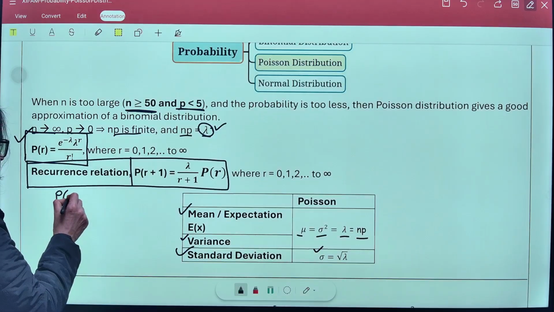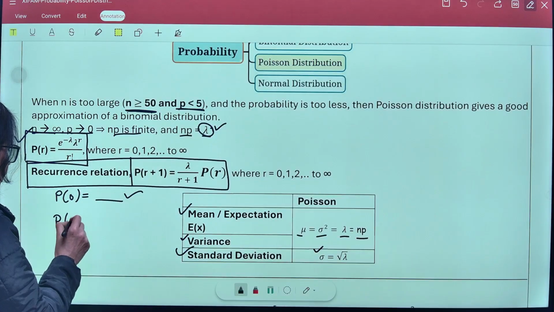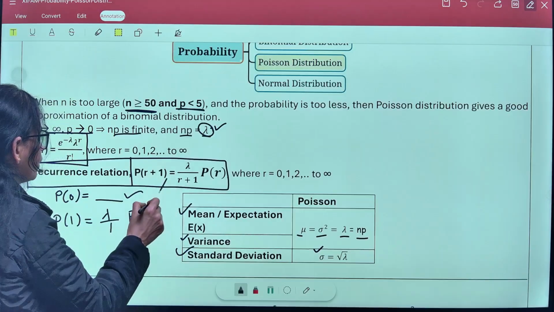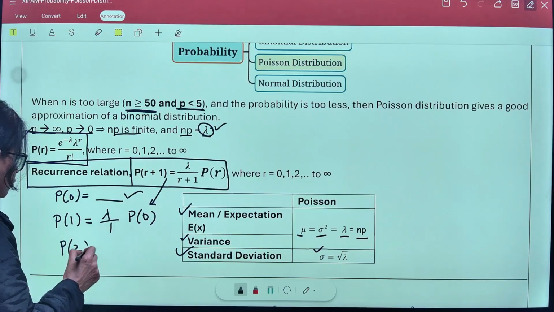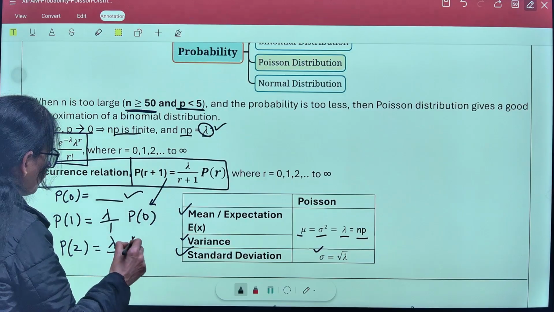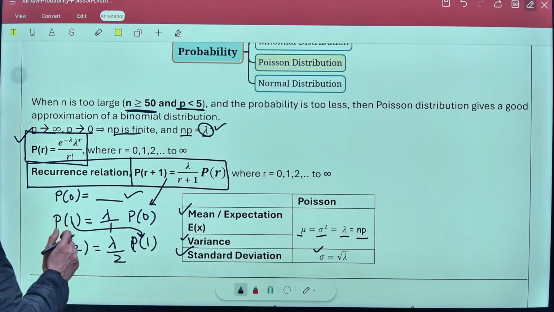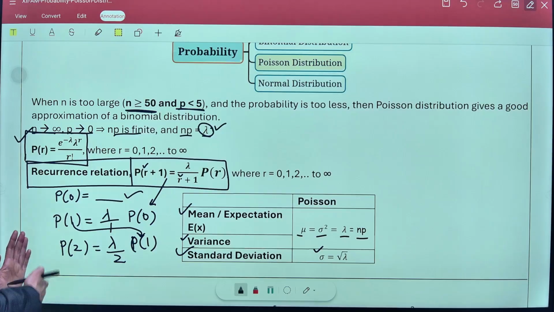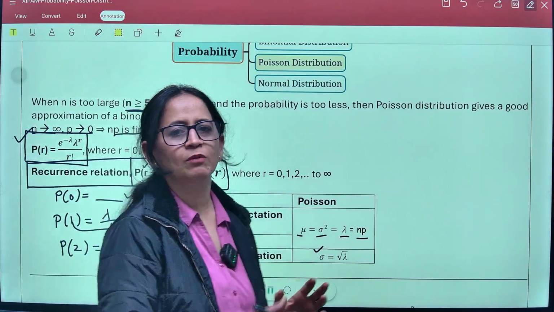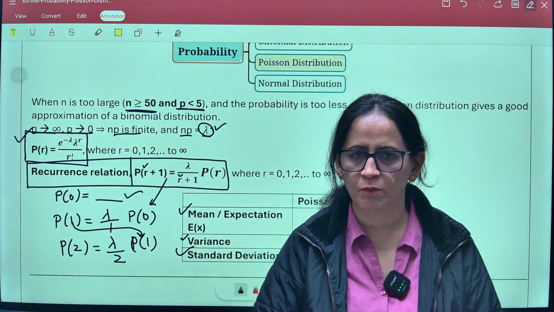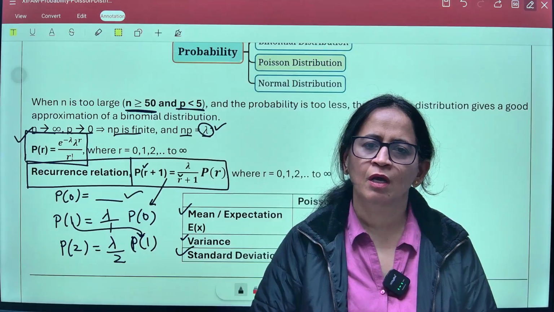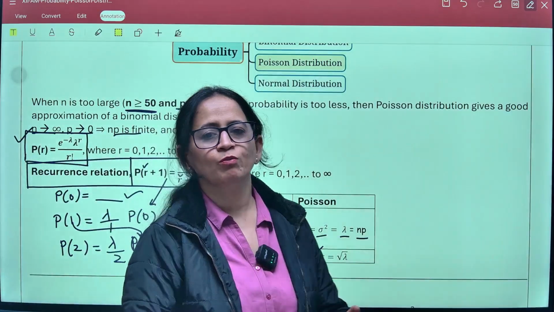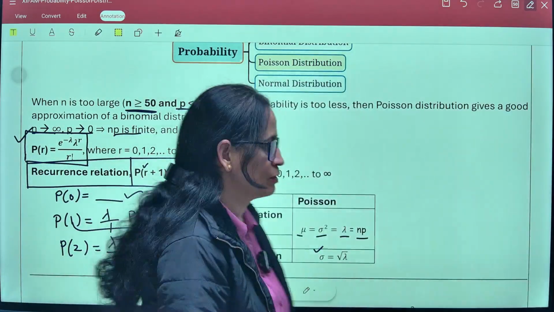So in case you know the value of P0, you can easily find the value of P1 by just multiplying P0 by lambda upon 1. So this is what we get from the recurrence relation. And if you want P2 also, then lambda by 2 into P1. So you put the value of P1, you get the value of P2 also. So here you just need to put different values of r and keep on calculating successive values of probability in case you need to calculate more than 2 or 3 values of probability. Now recurrence relation formula should be used only if it is specified in the question, but otherwise there are other ways also to make your calculations easier, as we will see in the questions that we solve.